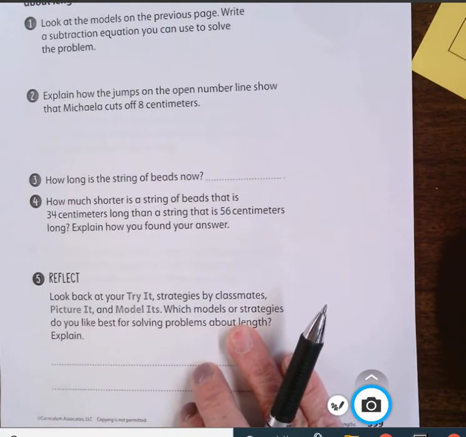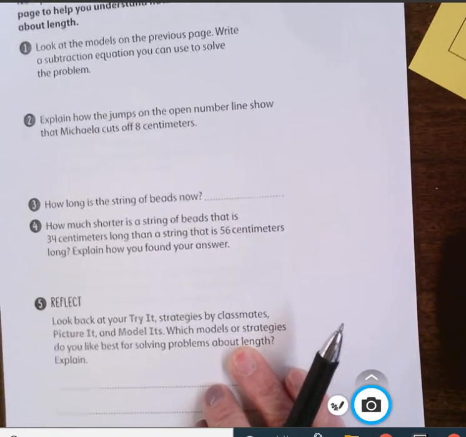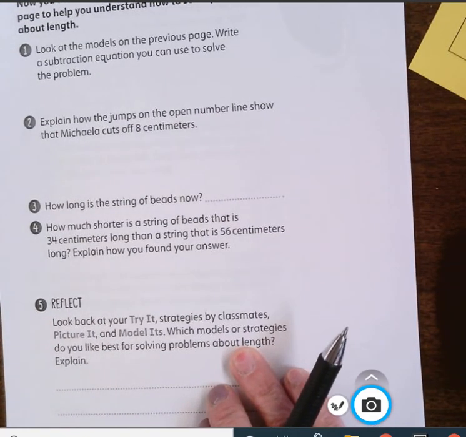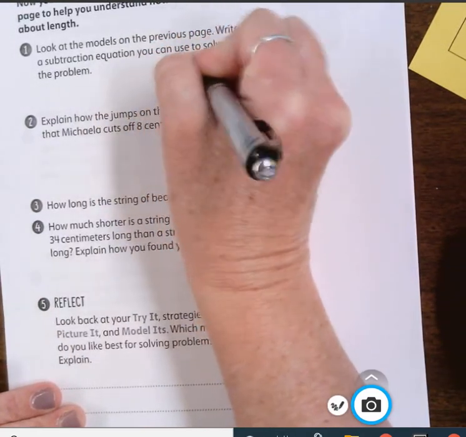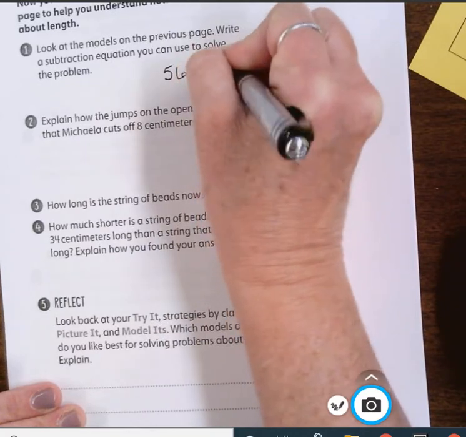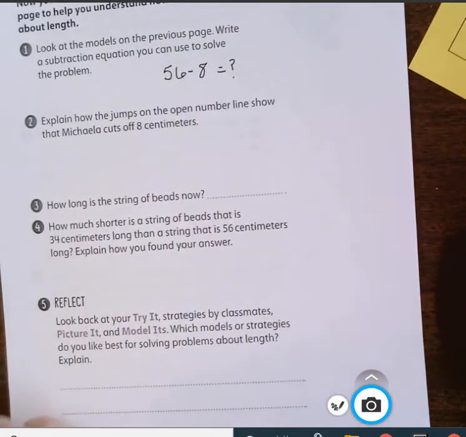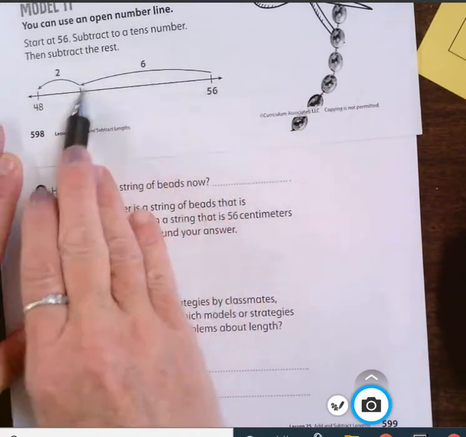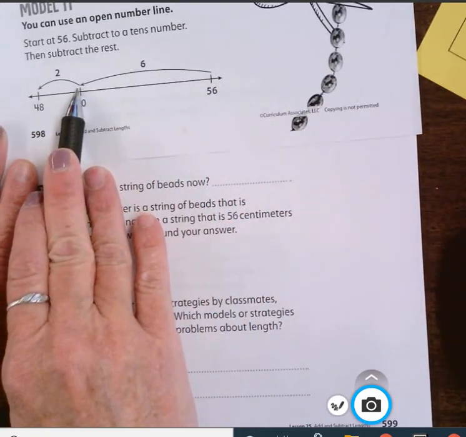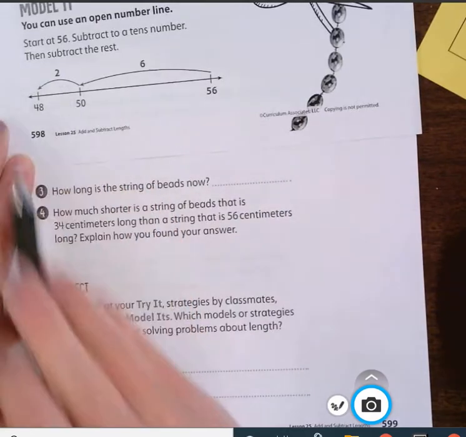Look at the models on the previous page. Write a subtraction equation you can use to solve the problem. So the subtraction that we did was 56 minus 8 equals what? Then it says, explain how the jumps on the open number line show that Michaela cuts off 8 centimeters. So jumps to the left show subtraction. See how we jump to the left to show subtraction? And we took away 6 and then 2 more.